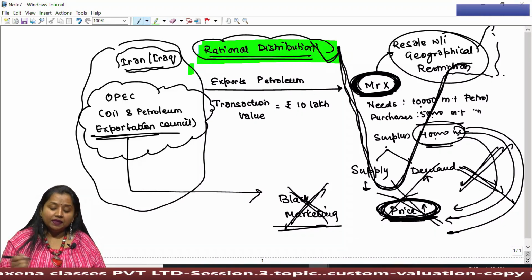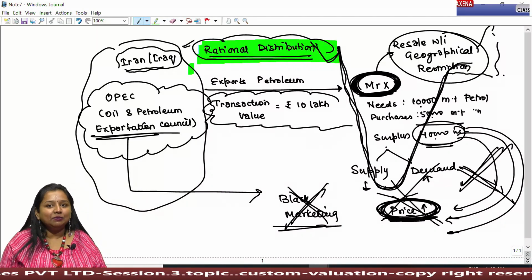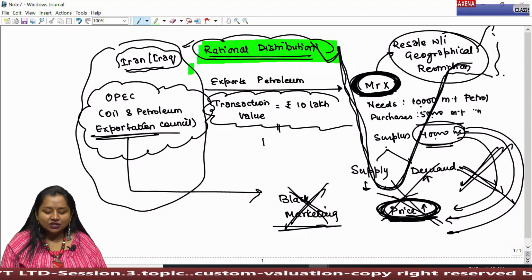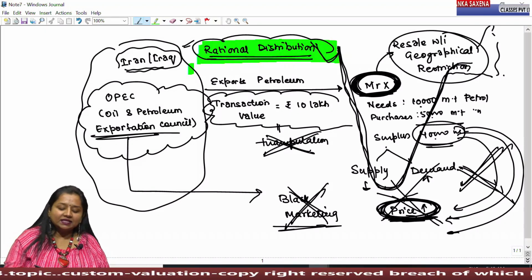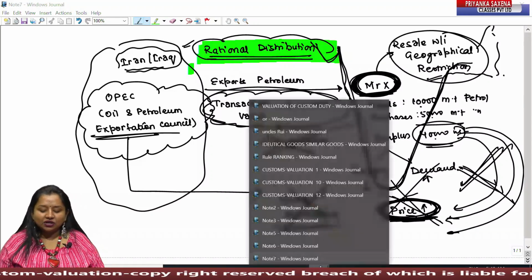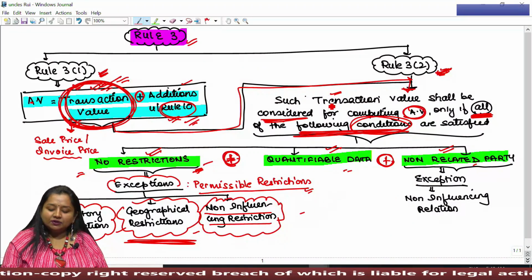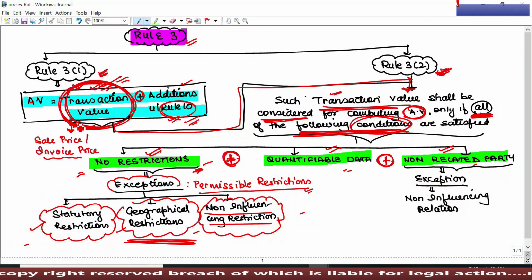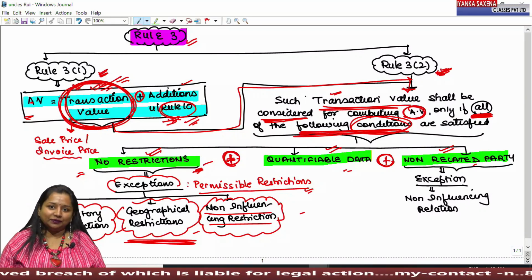Now, what do you think? Even after such a restriction, would the transaction value of the goods get manipulated? No, it generally does not amount to manipulation. Therefore, it has been allowed as a permissible restriction. Even after the geographical restriction, since the price of goods does not get influenced, transaction value can be considered for computing assessable value under Rule 3, by adding additions under Rule 10 thereupon.